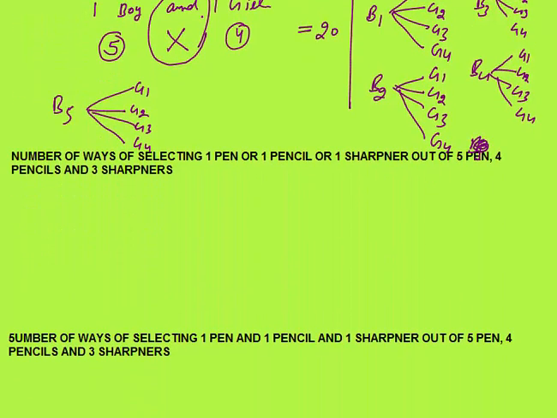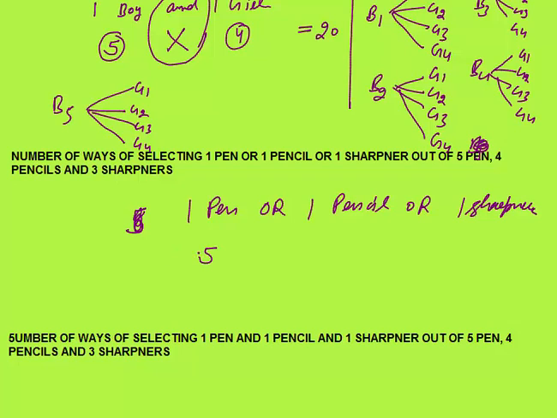Next case I am going to discuss here is the number of ways of selecting one pen or one pencil or one sharpener out of 5 pens, 4 pencils and 3 sharpeners. Again, whenever there is an or, you need to add. One pen can be selected out of 5 pens in 5 ways. I'm just writing here. One pen or one pencil or one sharpener.